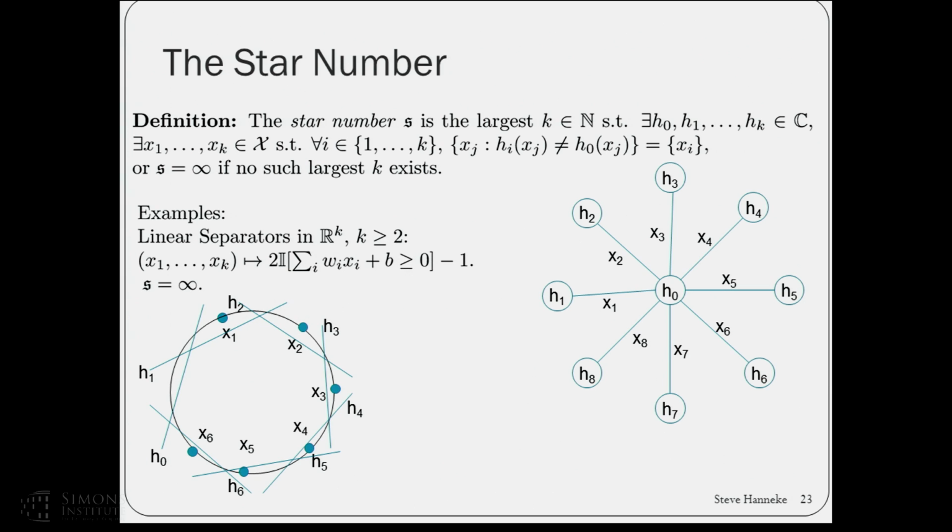In 2 dimensions already, linear separators have an infinite star number. If you put some points on a circle, you could have an h0 that labels them all the same. And then for each one, you could have some separator that just separates that one from the others. So star number is often infinite. For decision stumps, it's like twice the dimension. There are some interesting cases where it's finite, but often it's infinite.